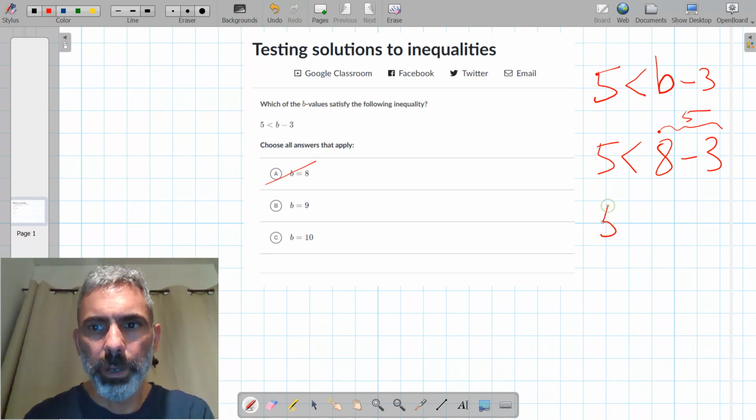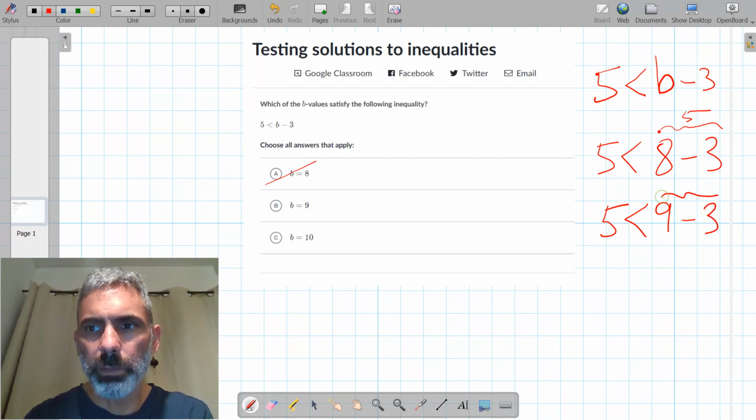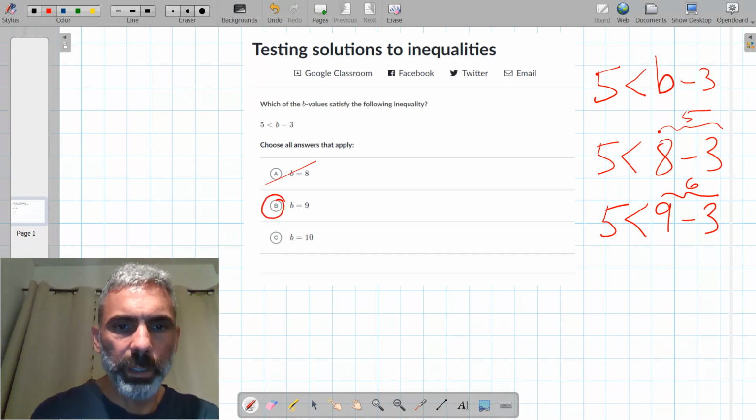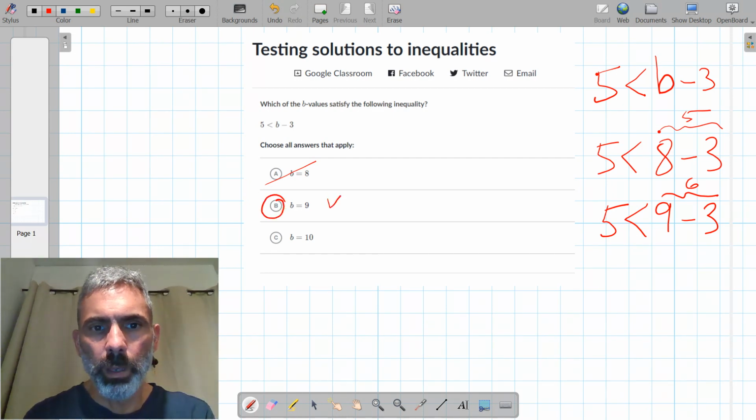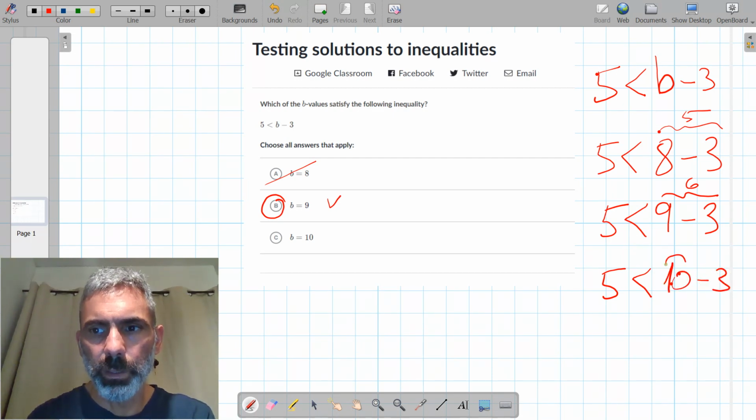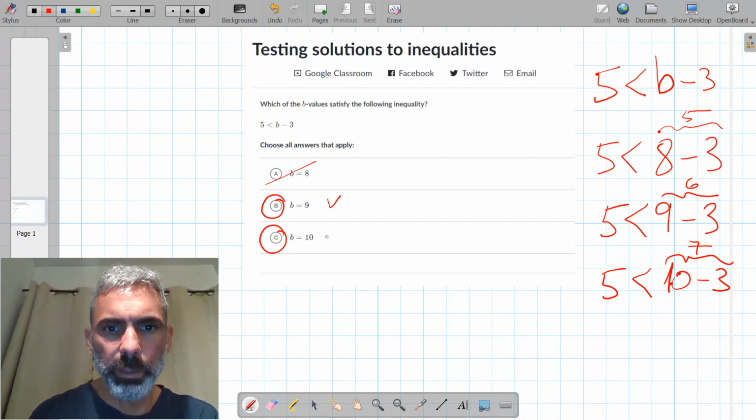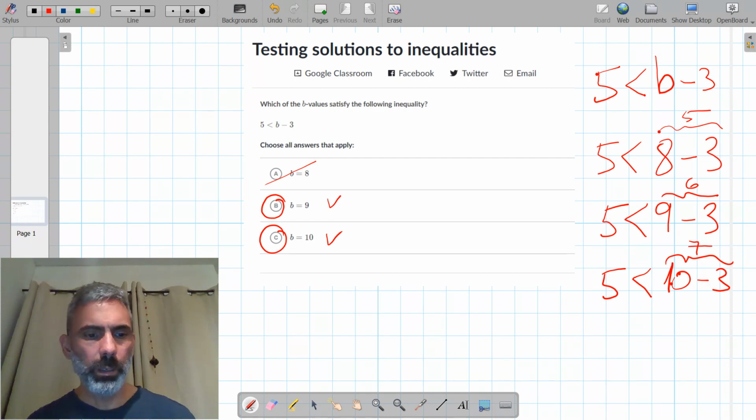Option B, 5 is less than, instead of b we plug in 9. 9 minus 3 gives us 6. So 5 is indeed less than 6. So B is good. Option C, 5 is less than, instead of b we plug in 10. 10 minus 3 is 7. 5 is indeed less than 7. So options B and C are correct.